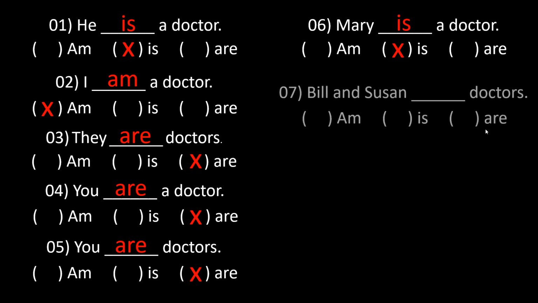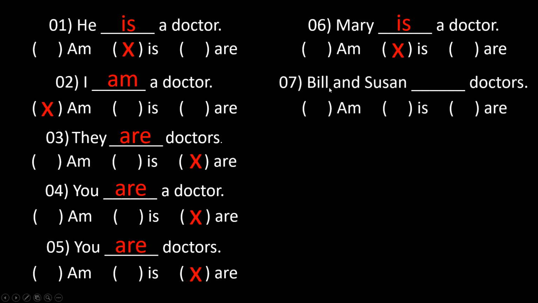Good. Next one. Now, Bill and Susan. Are. And yes, great. Plural. Two people. Bill and Susan. So it's equivalent to they. They are doctors. Bill and Susan are doctors.